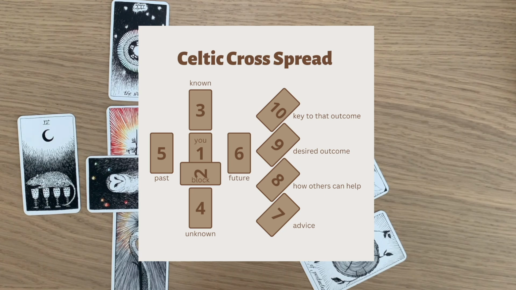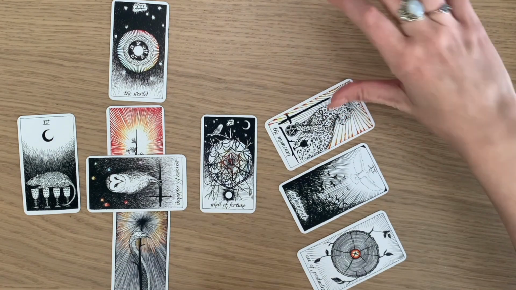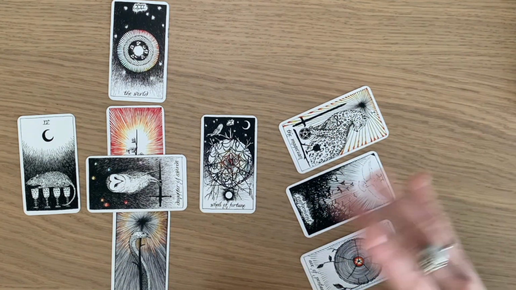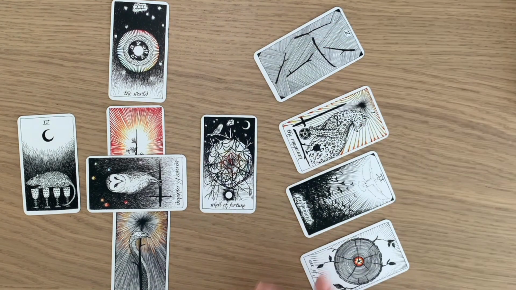And then the last 2 cards are, I think, also slightly different from the Celtic Cross, but this is how I have always read it. So we have 9, the desired outcome. So what do you hope comes out of this? We have the Magician, and then we have the key to this outcome. Here we have the 5 of Wands.